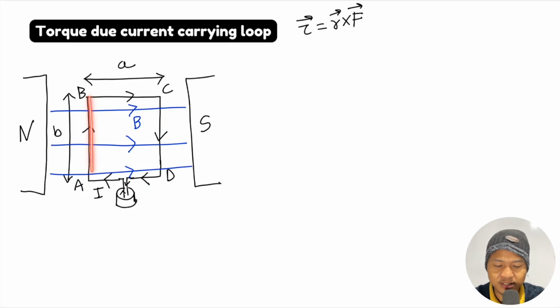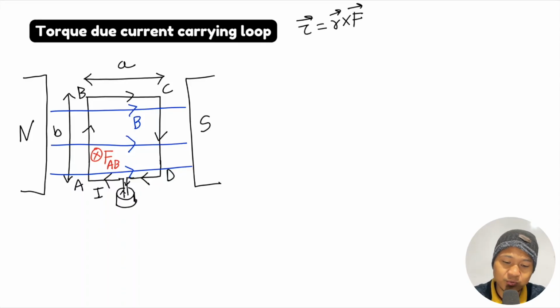So AB is a straight conductor, BC is a straight conductor, CD is a straight conductor, and AD too. We assume the gaps are negligible. The force on AB is I L cross B, where L is along the direction of current. Take your right hand and curl like this, your thumb will be pointing inwards.